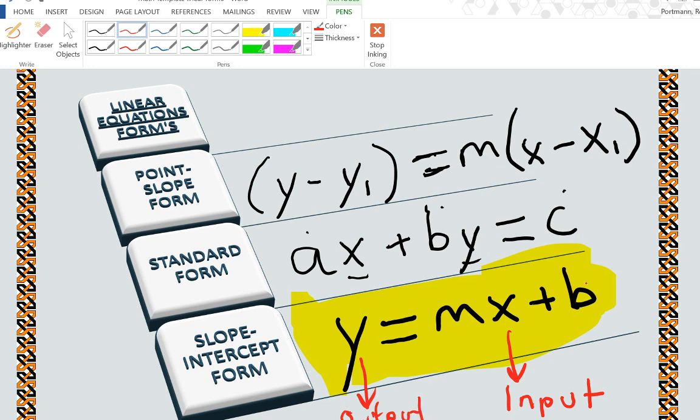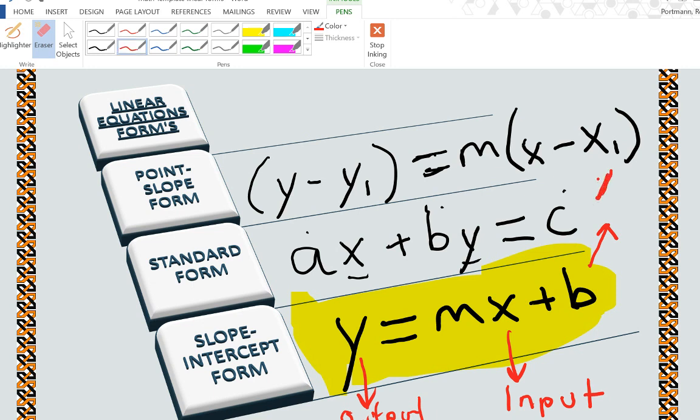It's this m and this b here that we don't really know so much about. The b, a lot of people think this stands for begin. This is going to be your y-intercept.